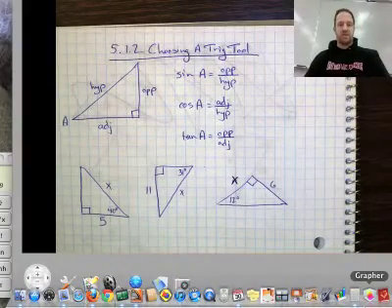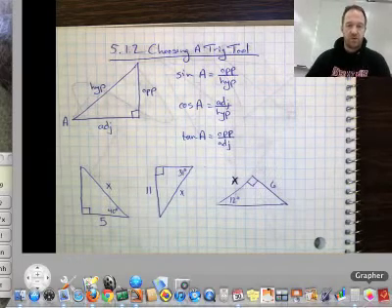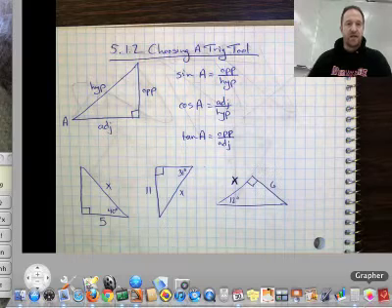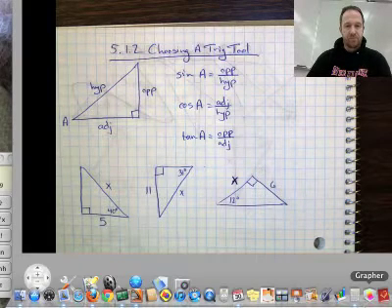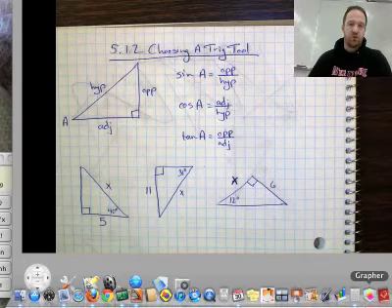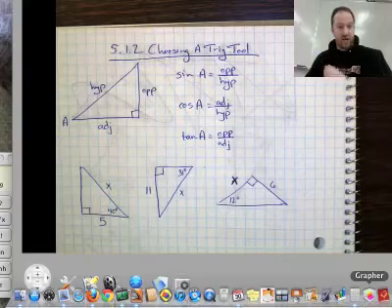Hi there, everybody. This is lesson 512, and it's about choosing a trig tool. We've talked a little bit about this already in class when I introduced sine and cosine, but it sometimes is tricky picking between those three tools, sine, cosine, and tangent. So it's worth a little extra practice and instruction on it.